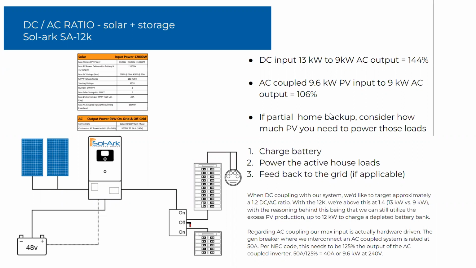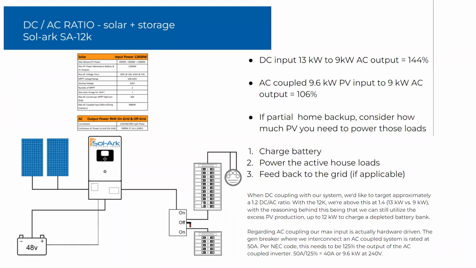Let's pretend we were only using the DC input. In that case, the recommended limit is 13 kilowatts. In our system, that would be a 9 kilowatt AC output, so that's 144%, which is a little bit less than our 200% pairing in previous cases, but still 144% oversize is significantly more than our 120% typical grid tie system. So our DC input can go up to 13 kilowatts, but our AC coupled input is only up to 9.6. And so I wanted to discuss why that is.